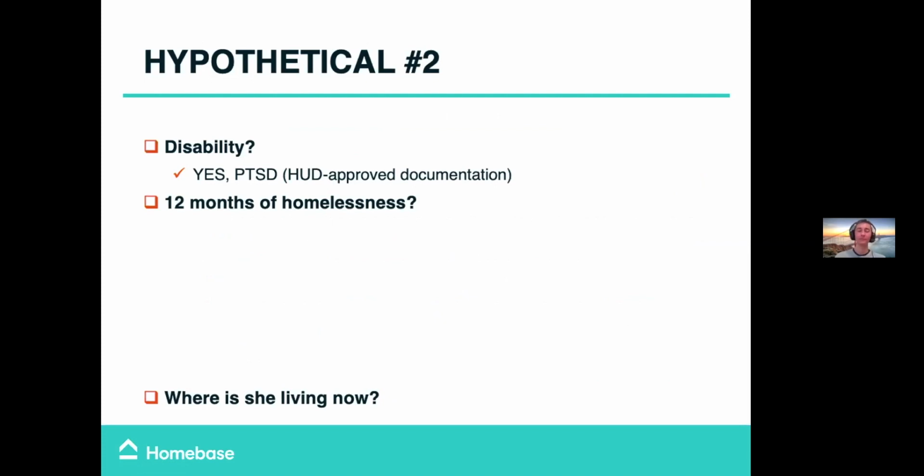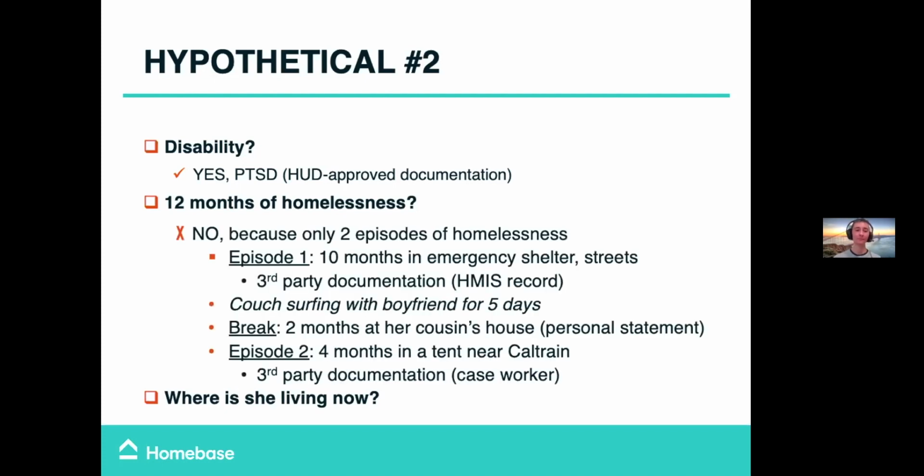Next, has she been homeless for 12 months? So here's where we're going to talk through the timeline. She hasn't been. There's only 2 episodes of homelessness. We've got HMIS records that Grace stayed in an emergency shelter before living on the streets for a total of 10 months between March and December of 2019. So that's our first episode.